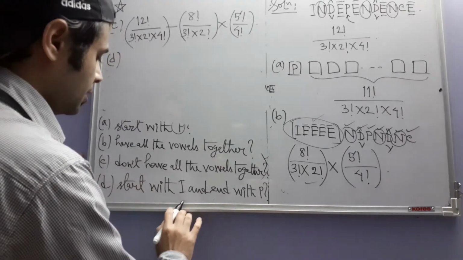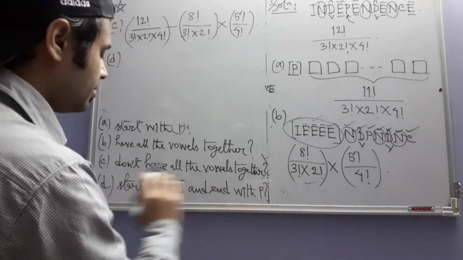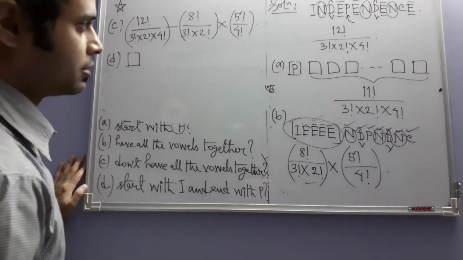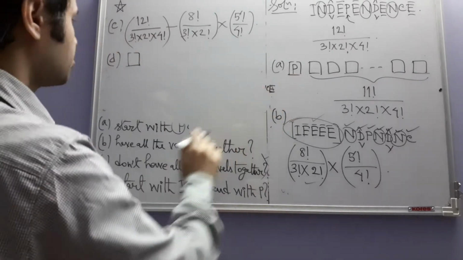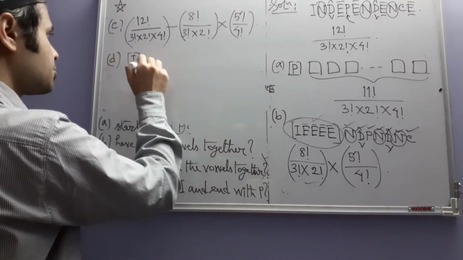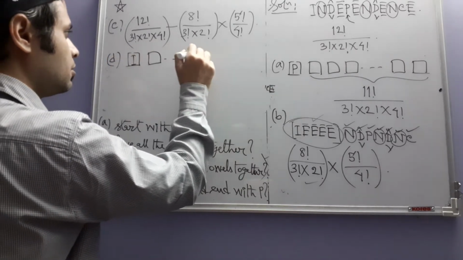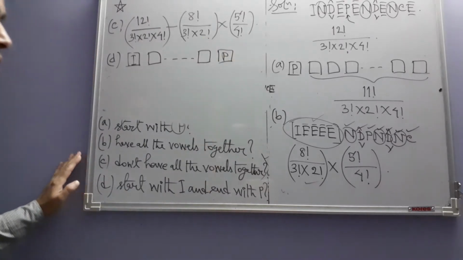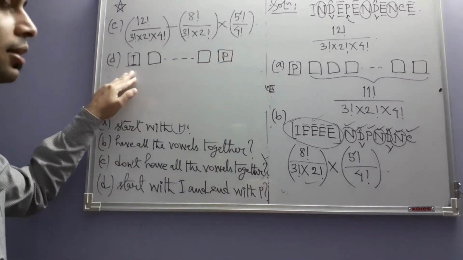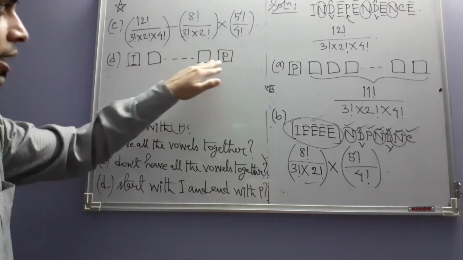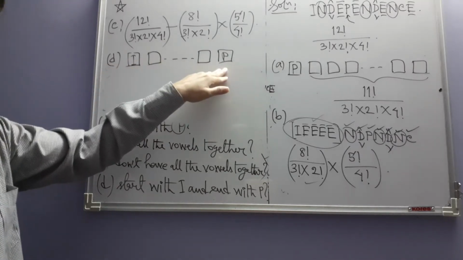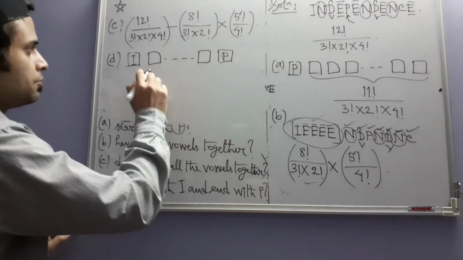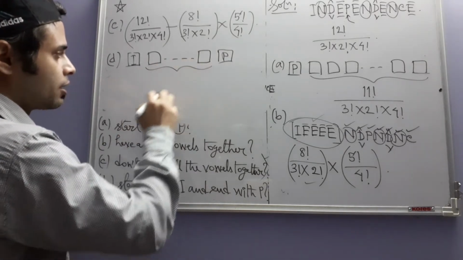But here, however, they start with I and end with P. So just like that one, this one, which starts with P, this one starts with I and ends with P. Now instead of having only the first place fixed, we have both the first and the last place fixed.